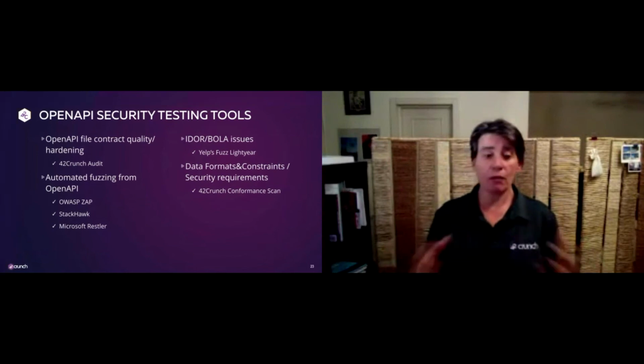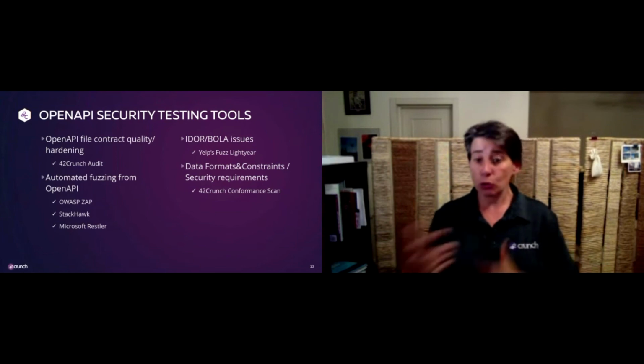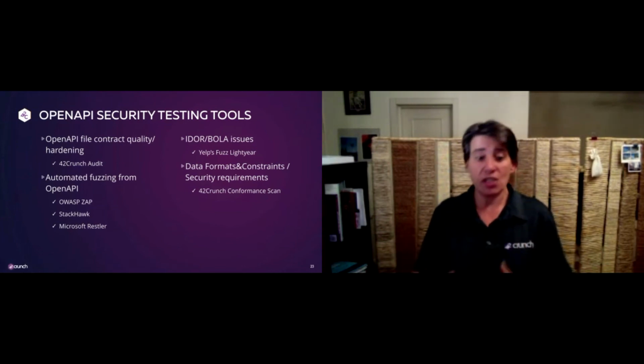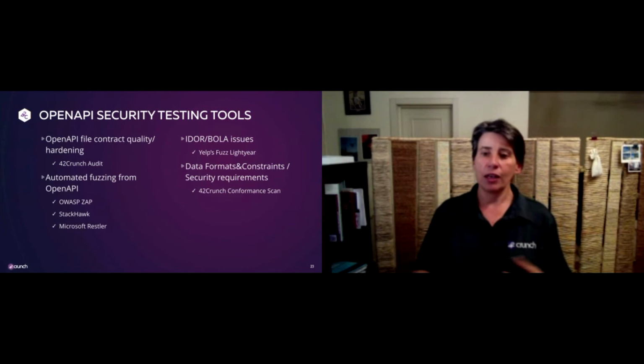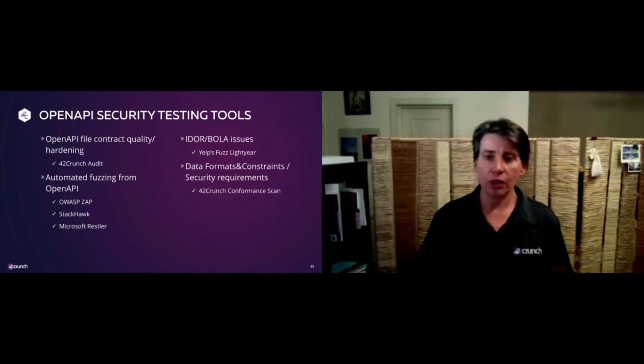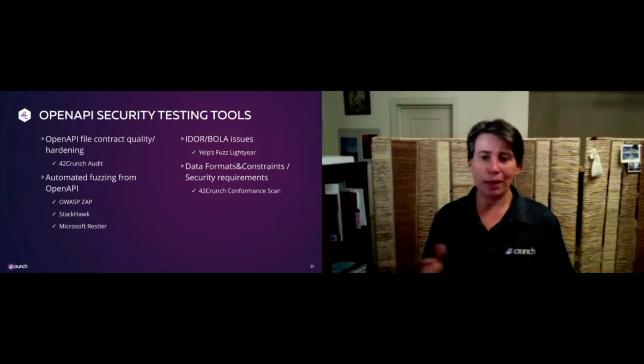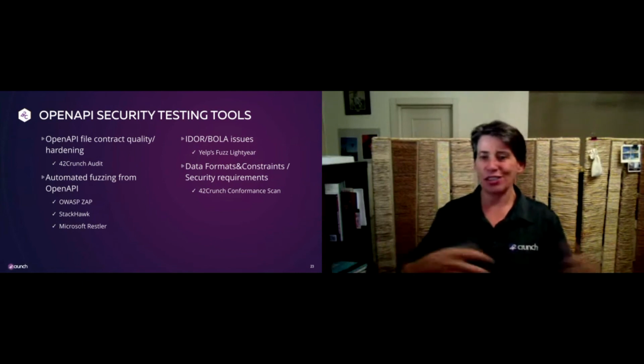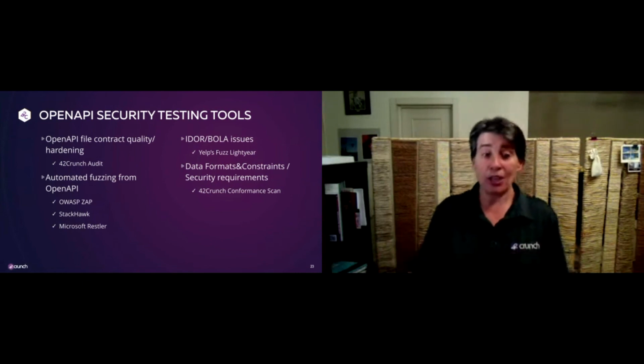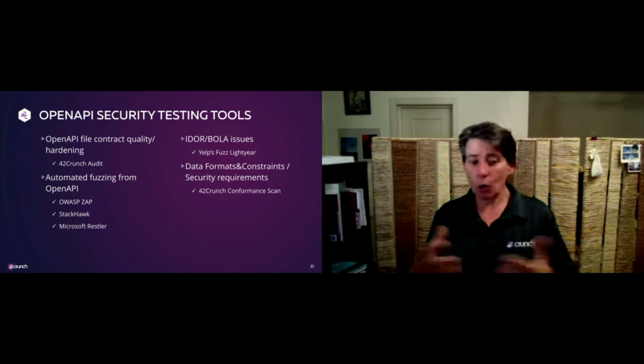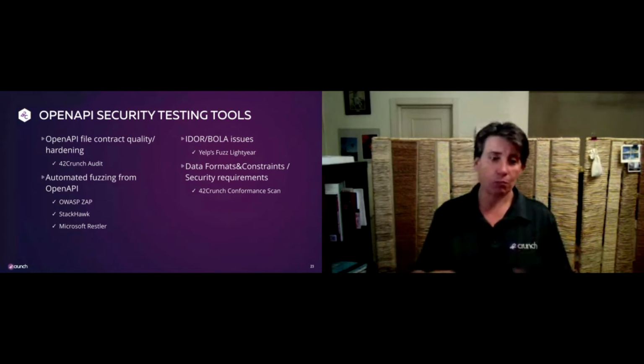You may have heard of a project more than a product from the OWASP called ZAP. What this will allow you to do is fuzzing from OpenAPI, so you can do this automated testing. You can put ZAP in your CI/CD pipeline, and what it will do is start bombarding your API with all kinds of bad data and injections and see how your API is actually handling that. Staghawk is kind of a ZAP++ based on the same project.